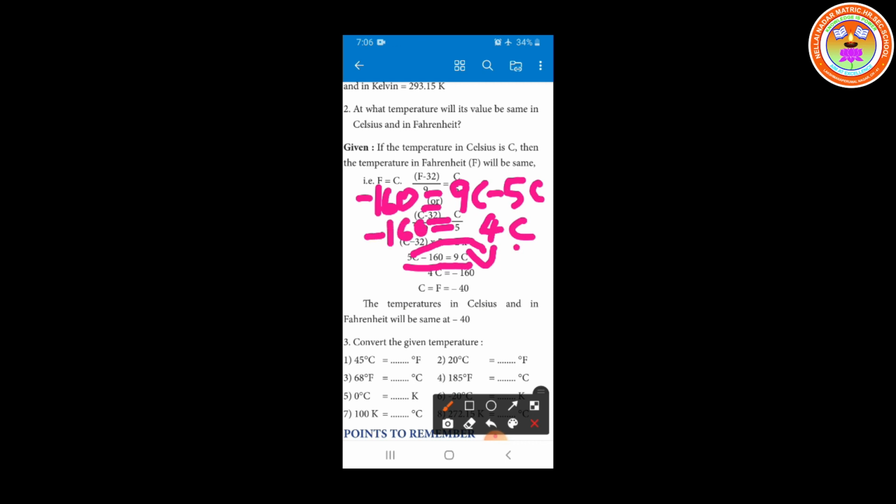Now we want to find C only. So when we simplify, the 4 becomes the denominator when it moves after the equal. So C is equal to minus 160 divided by 4. You can simplify this: 4 times 4 is 16, and the 0 is already there. So minus 40. This is the answer we are getting, students.